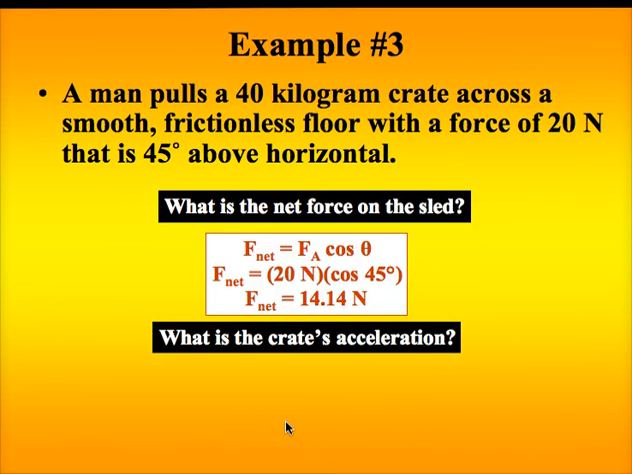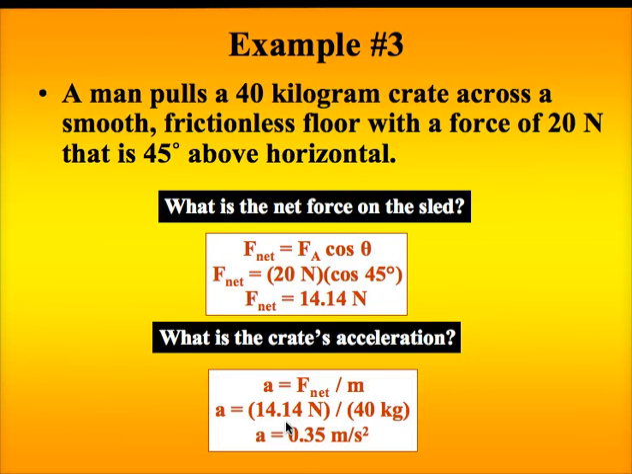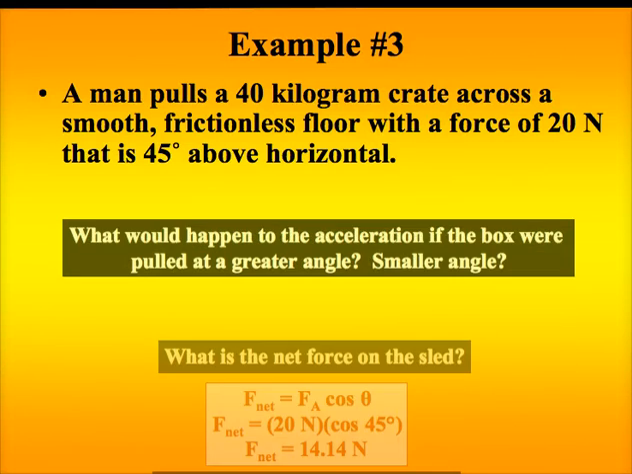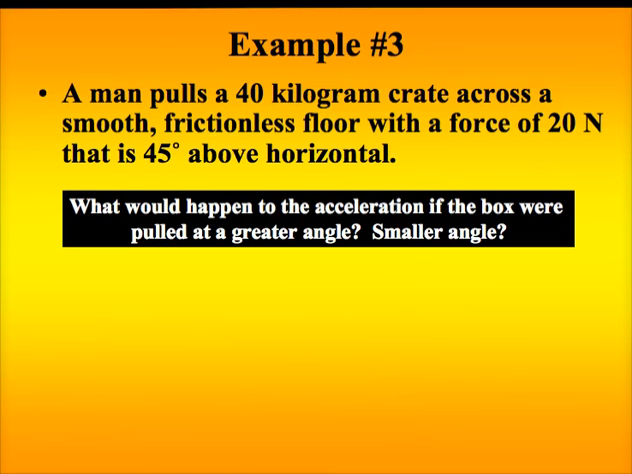Okay, what's the crate's acceleration? Well, that's again F net over m equals a, about 0.35 meters per second squared. What would happen to the acceleration if the box were pulled at a greater angle or a smaller angle?